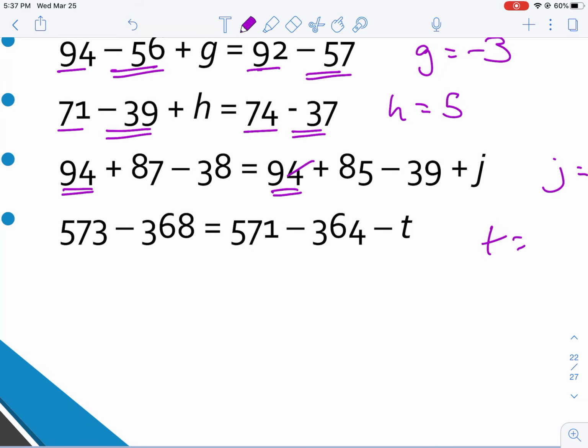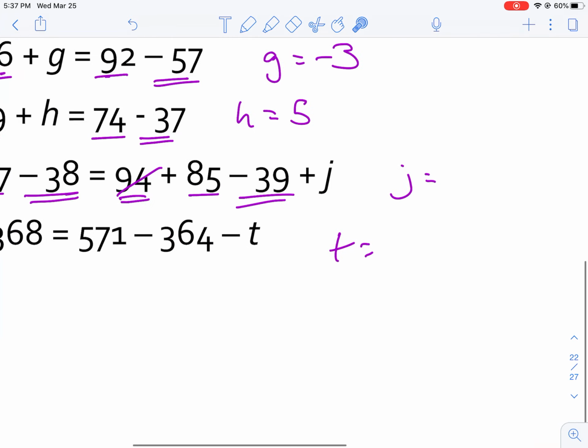Now they're adding more. 94, those are the same. I can kind of ignore them. 87 and 85 are pretty close, and the 38 and the 39 are close. So let's think this through. I'm starting with 2 more on the left, and I'm subtracting 1 less. So I had 2 more and I'm subtracting 1 less, so I should have 3 more here than I do here. So this is 3 extra than this. To balance it out, J needs to be 3.